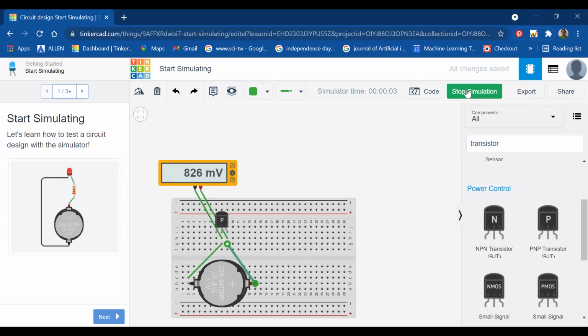I know you know the answer better, which one is the emitter and which one is the collector. The answer is this third pin is the collector, and you can see it like this also, and this one is the emitter. So this indicates how you need to find out the terminals of your transistor.